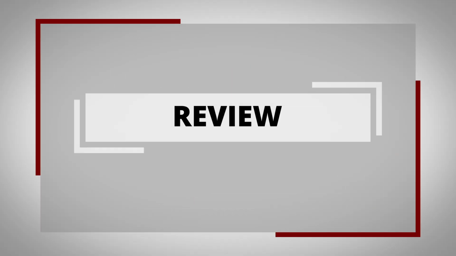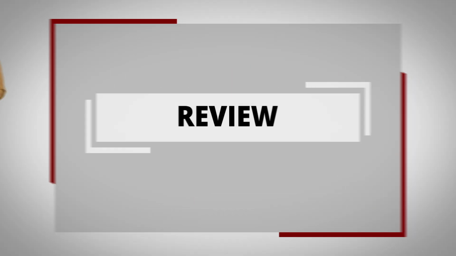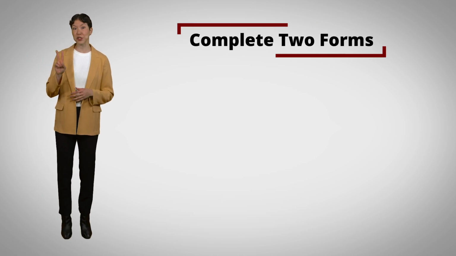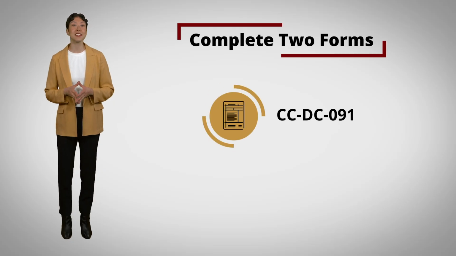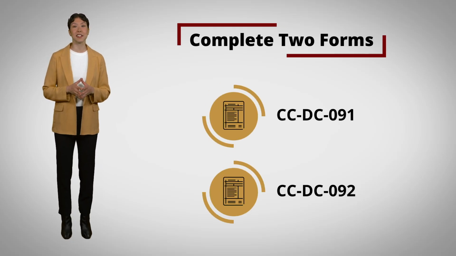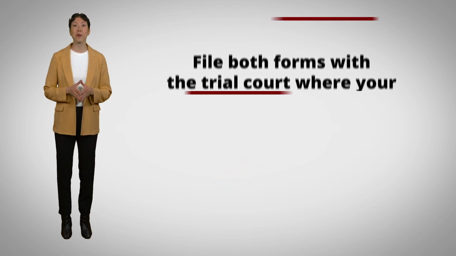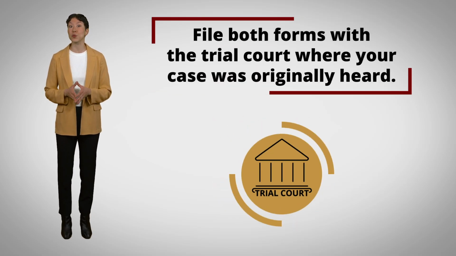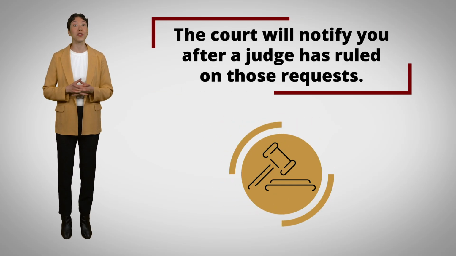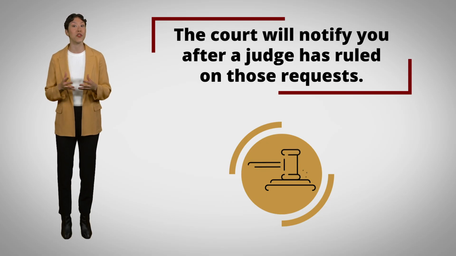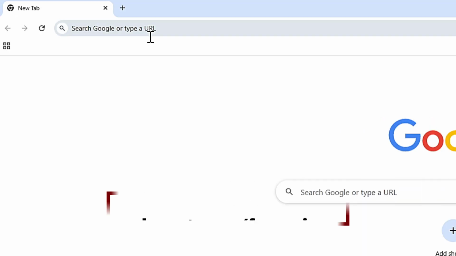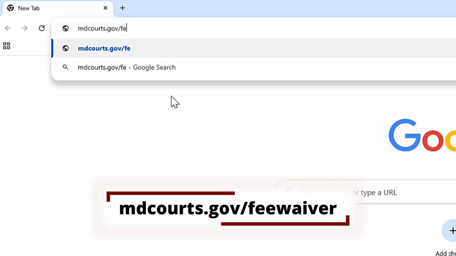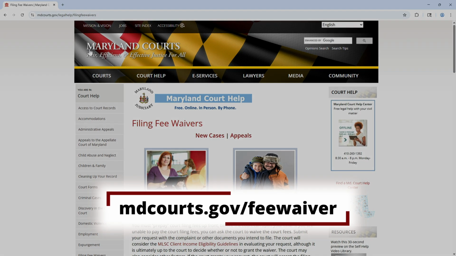Let's review. If you believe that you cannot afford to pay the appeal costs, you must complete two forms, CCDC-091 and CCDC-092. File both forms with the trial court where your case was originally heard. The court will notify you after a judge has ruled on those requests. For more information, visit mdcourts.gov/feewaiver.